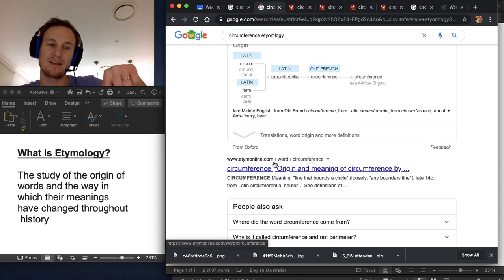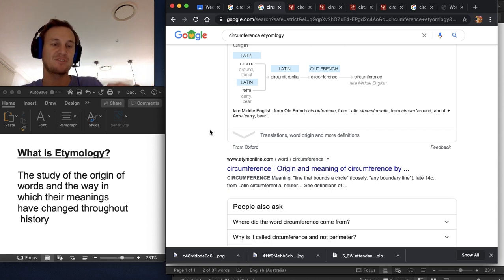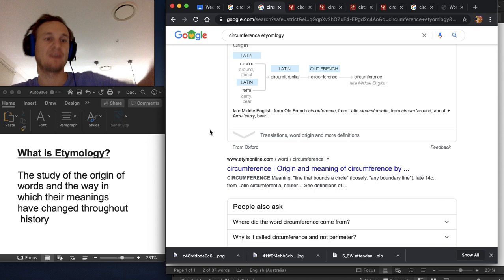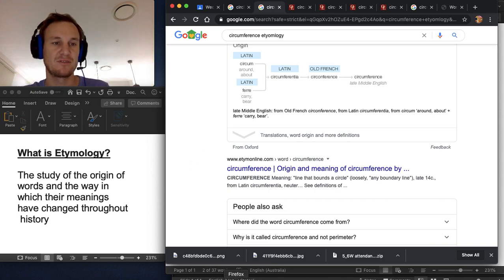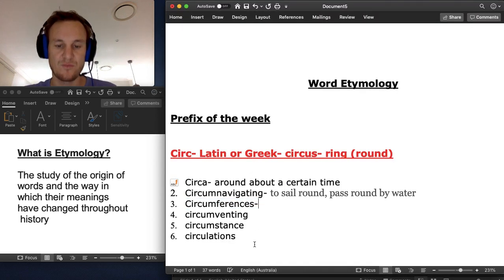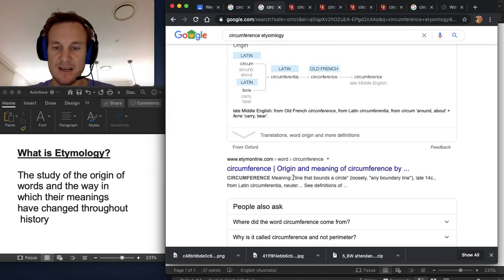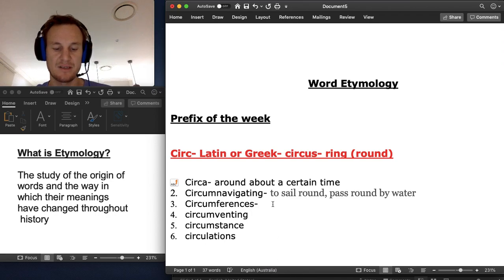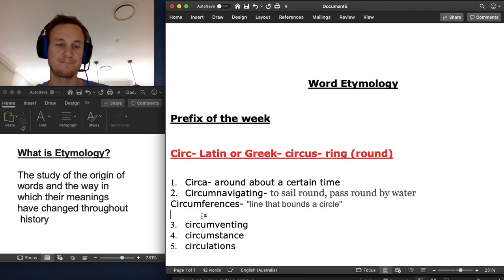So if we're measuring the circumference of a circle, we're measuring all the way around the outside of that circle. What's the circumference of this oval? Well, let's measure the distance around the whole thing. So once again, that round is coming through. Let me see what it said: a line that bounds a circle, any boundary line, the outside of it. So let's write that in there.